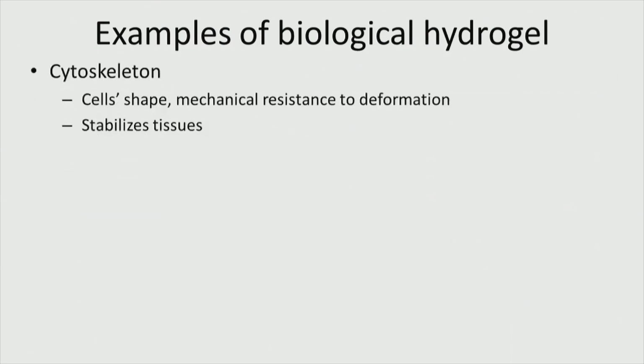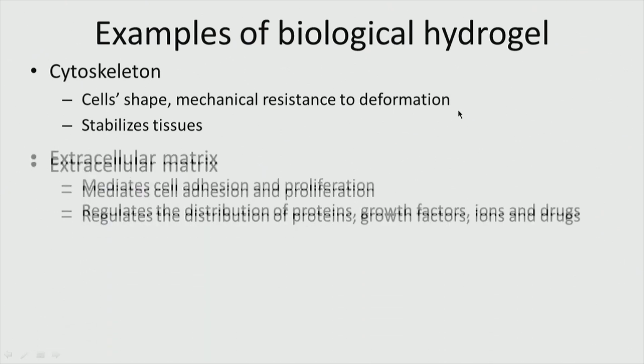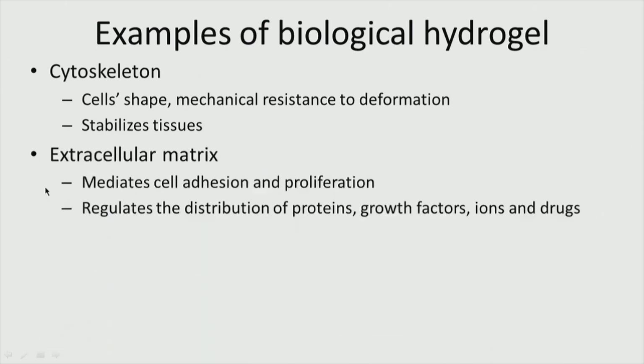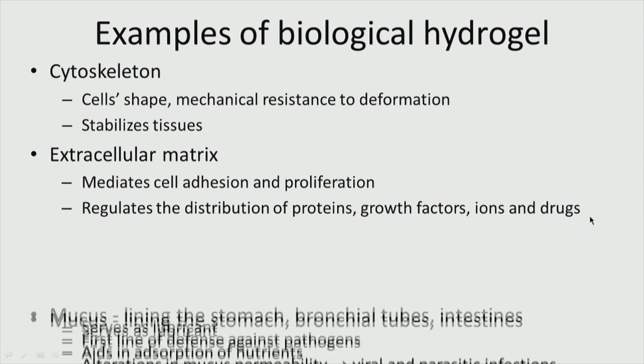Okay. So, what are the examples? Cytoskeleton: the cell shape, mechanical resistance to deformation. So, this provides mechanical resistance to deformation and stabilizes tissues. Then if you look at the ECM, extracellular matrix, it mediates cell adhesion and proliferation, and regulates the distribution of proteins, growth factors, ions and drugs. Okay, these are all extracellular material.